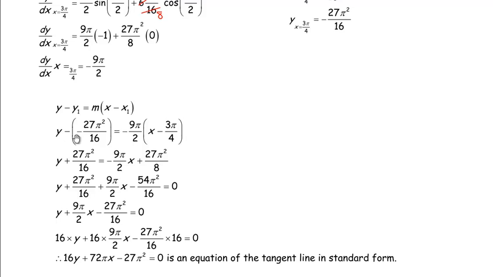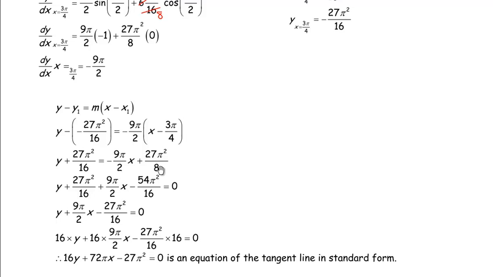So double negative here, we take the brackets off, so it's going to be y plus the 27 pi squared over 16, and there's my slope. I'm going to multiply it, expand it, and distribute it into the brackets. So negative 9 pi over 2 times x is negative 9 pi over 2 x, and negative times negative is positive. 9 pi times 3 pi would be 27 pi squared, and 2 times 4 is 8.